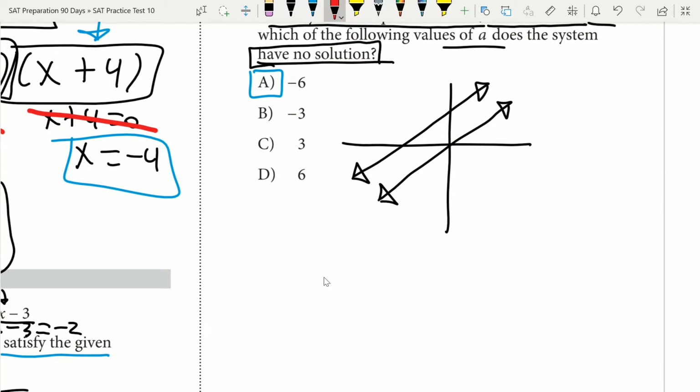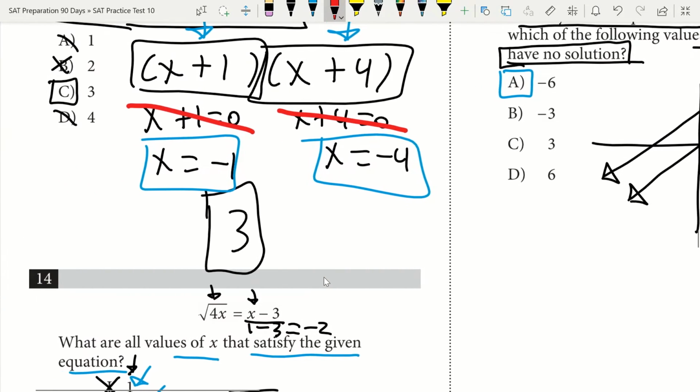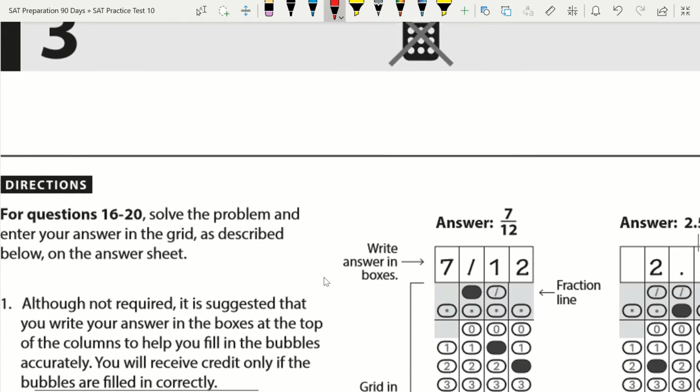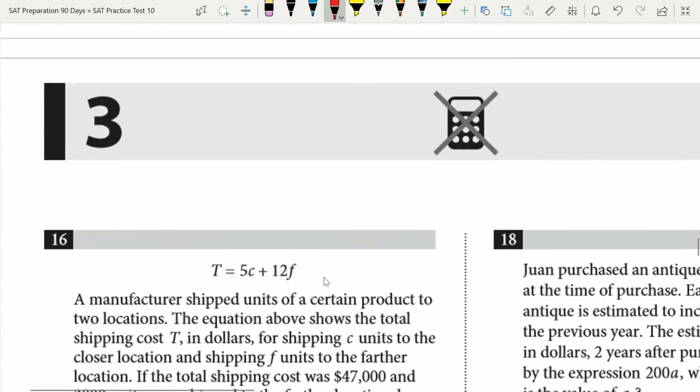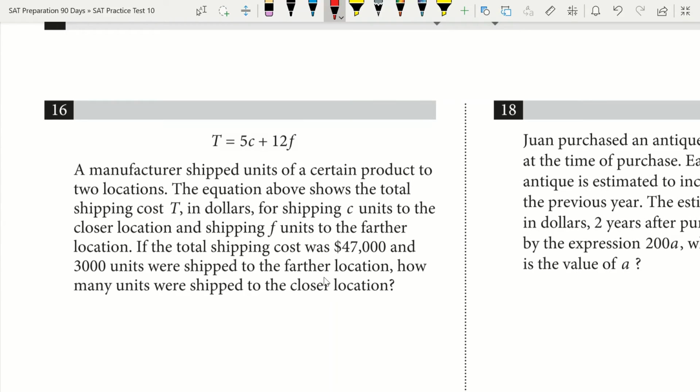All right, so now we can go and move on to the free response section. Now what you'll notice is that there's a drop in difficulty from questions 13 to 15 and even 12 and 11 of the multiple choice to the beginning of the free response, as you'll see here.